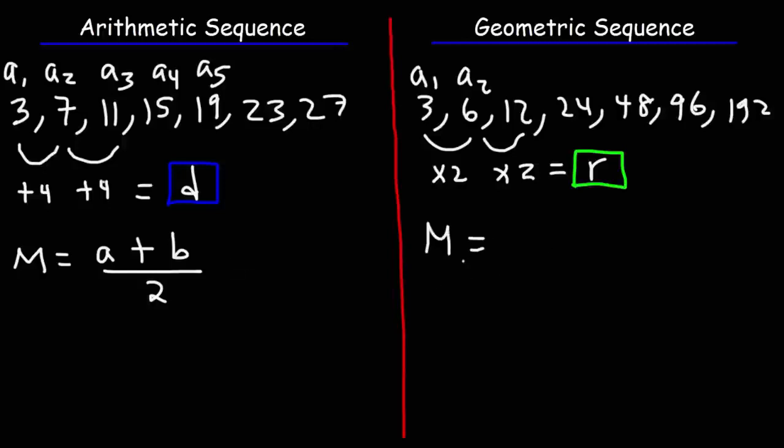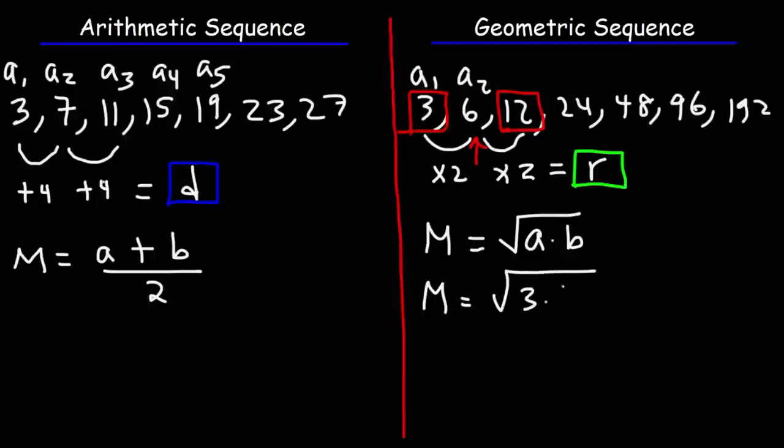The geometric mean is the square root of a times b. So let's say we want to find the geometric mean between 3 and 12. We will get the middle number of that sequence, which is 6. So in this case, a is 3, b is 12. 3 times 12 is 36. The square root of 36 is 6.